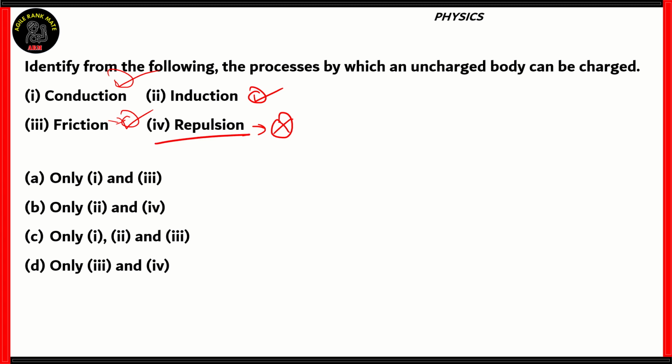Now by saying that 4 is incorrect, we can already cancel B and D. So options B and D are incorrect. Now if we look at options A and C, option A says 1 and 3, so conduction and friction. But this is incorrect because induction is also a process by which an uncharged body can be charged, but that's not mentioned. So option C is the correct answer: only 1, 2 and 3, which is conduction, induction and friction, without repulsion.